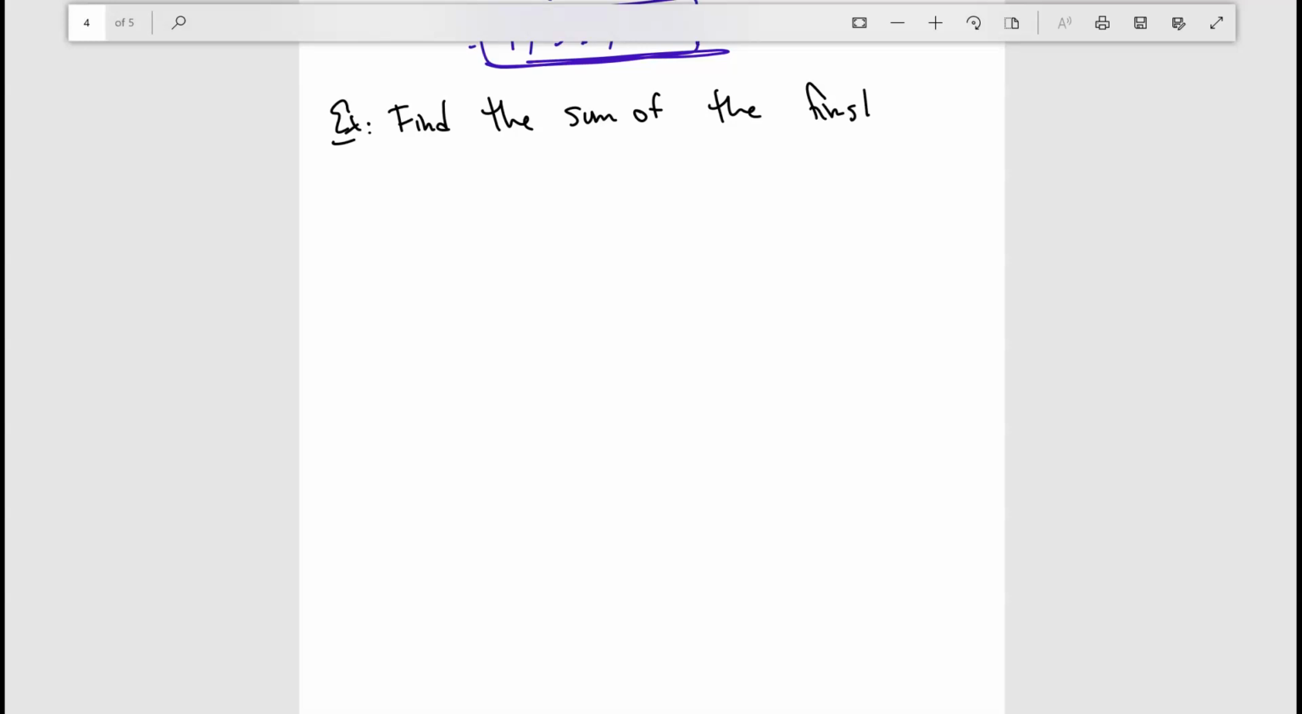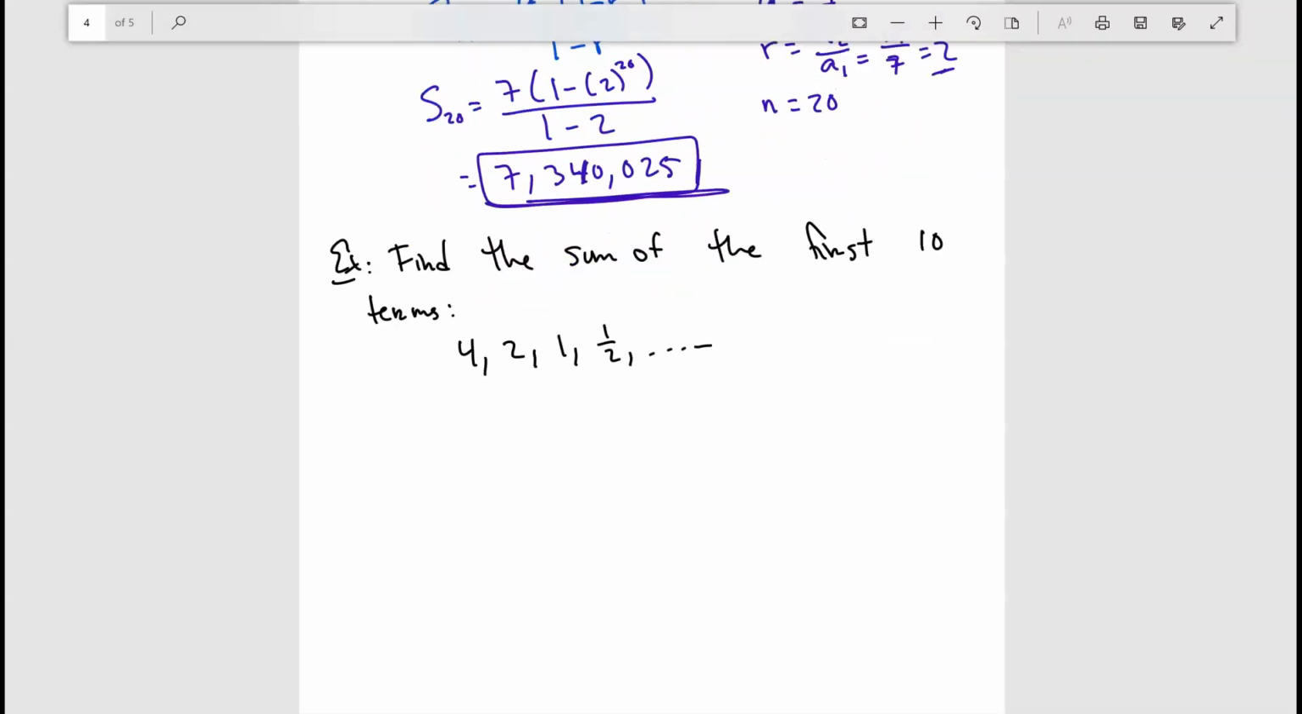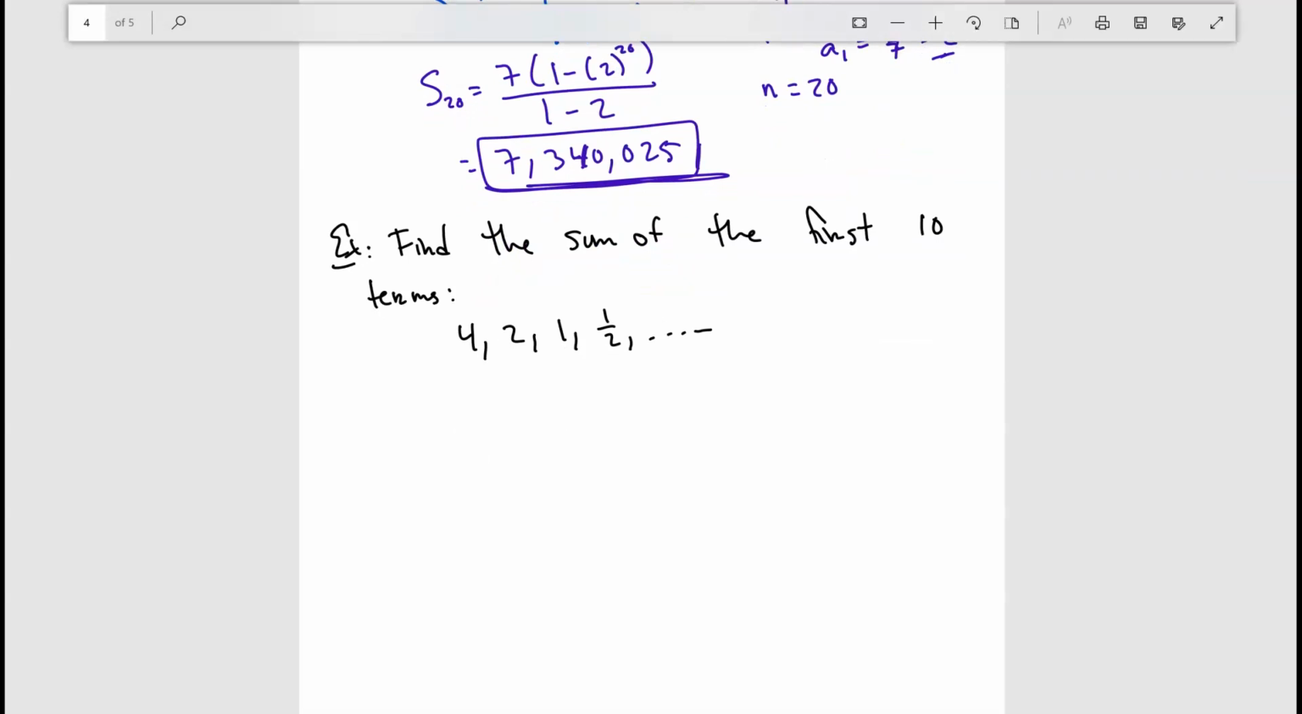Now let's do one more problem like that. Let's say we want to find the sum of the first 10 terms, and I'm going to have 4, 2, 1, 1/2, and then it continues. So here I'm going to use the formula S sub n is equal to a1 times 1 minus r to the n, divided by 1 minus r.